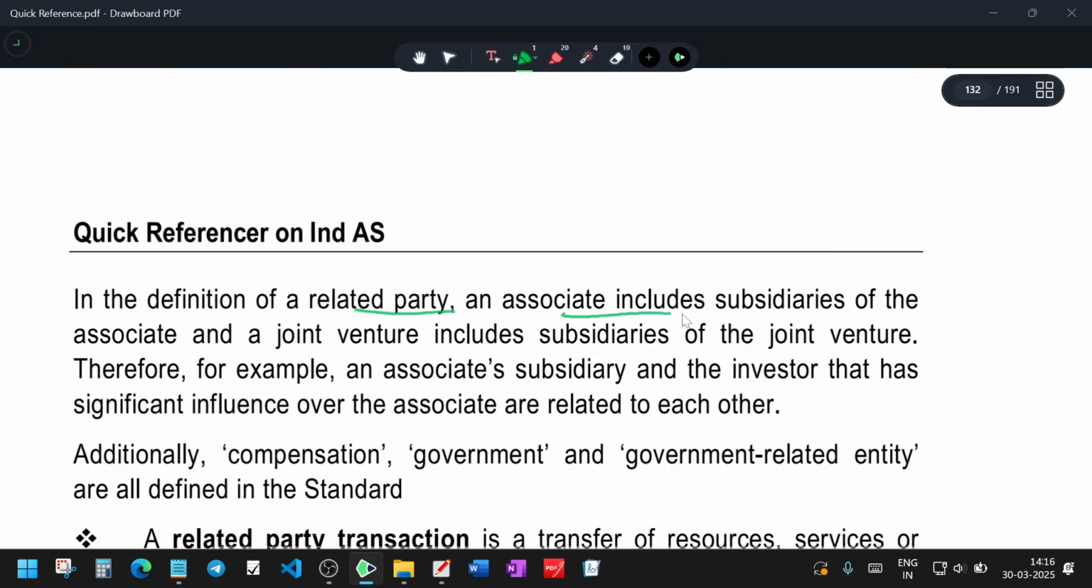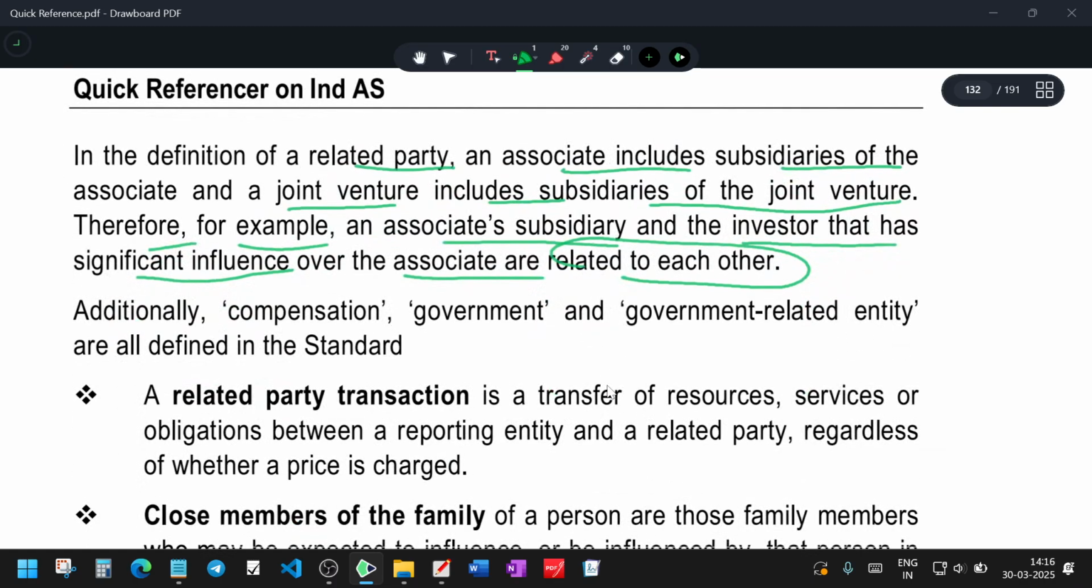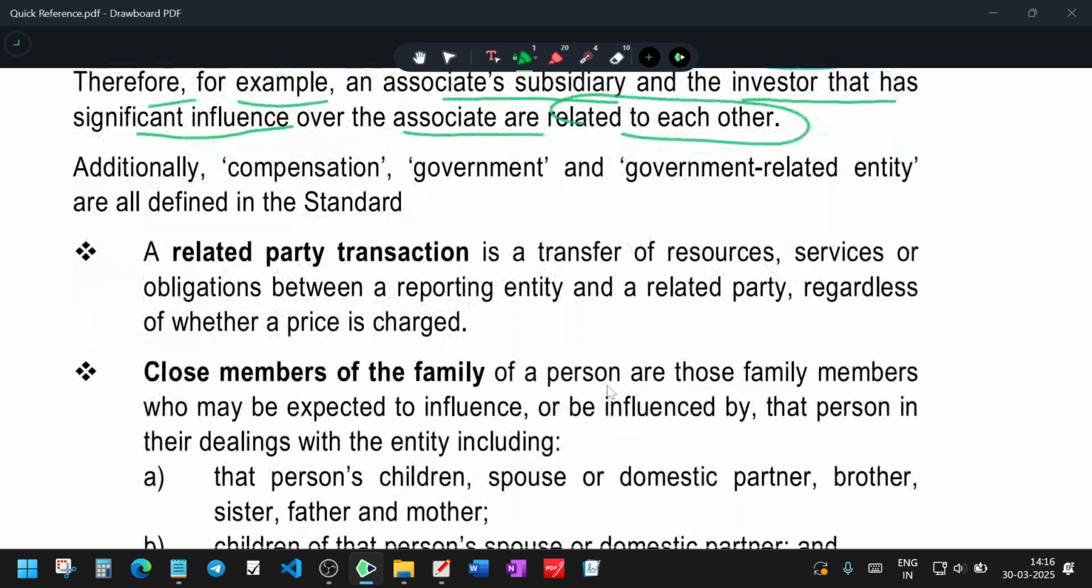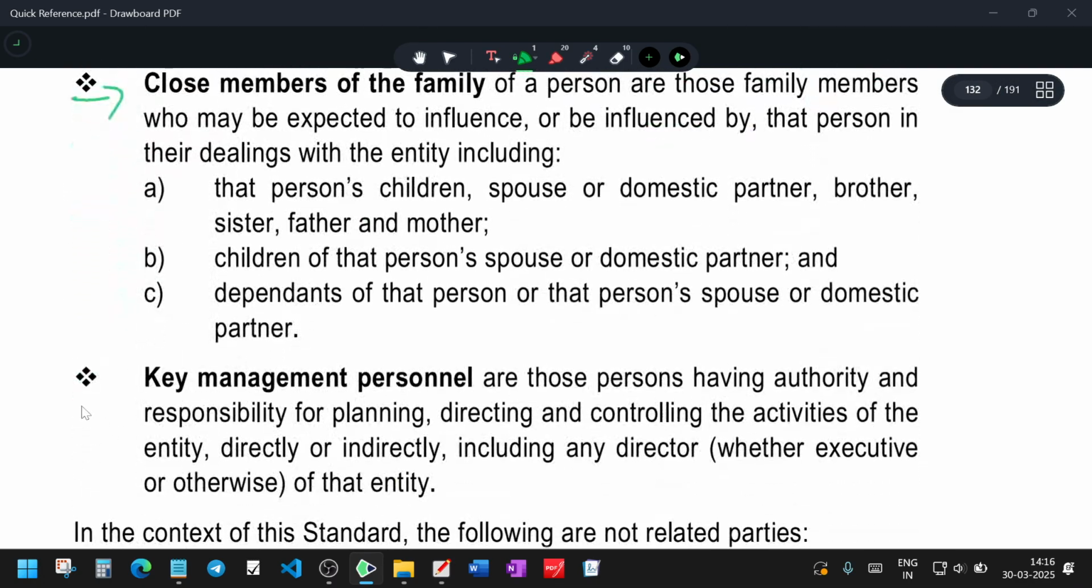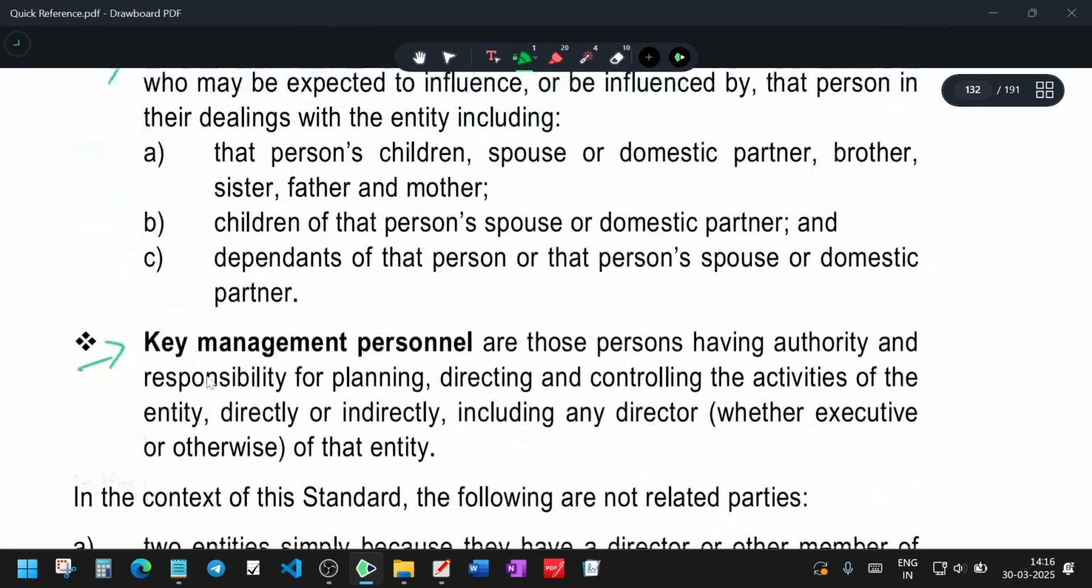That's what we say. In the definition of related party, associates include the subsidiaries of the associates, and joint ventures include subsidiaries of joint ventures. Therefore, for example, the associate's subsidiary, where the investor has significant influence over the associate, is related to the other. In addition to compensating government and government-related entities, what are the following standards? Related party transaction, close member of the family, key managerial person. These are the three things you should know.